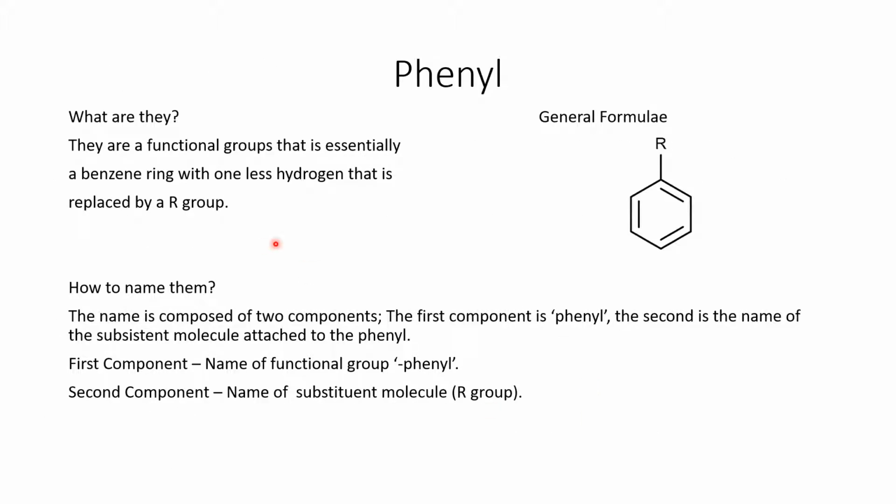In this example, you have a phenyl group. A phenyl group essentially is a benzene where a hydrogen is replaced by an R group.